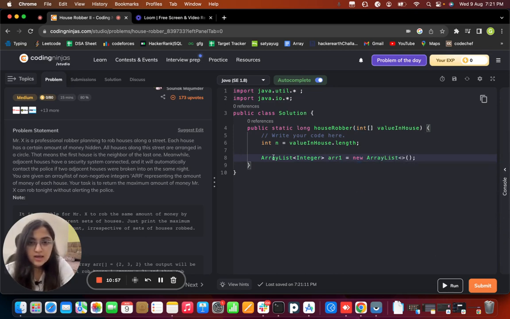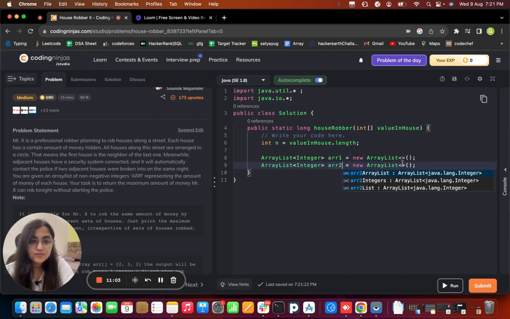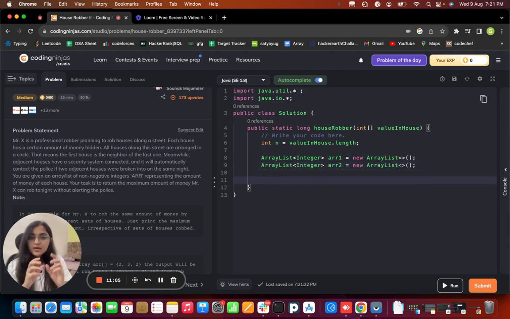Got it? And let's just copy it and rename it to the second array. Let's name it array 2. So now we'll run a for loop and we'll divide the arrays in two parts. So for int i equals 0, i should be less than n, and increment i.